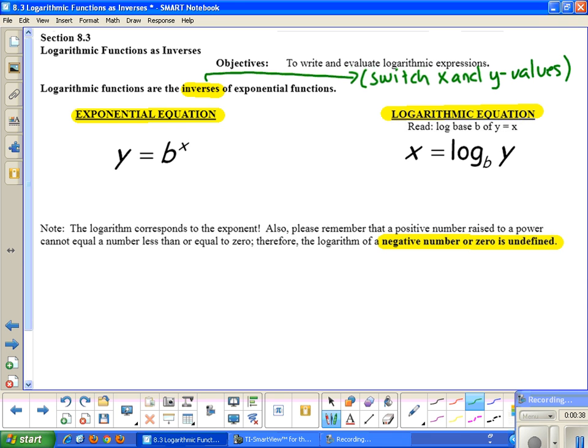So that's a reminder. Now, for an exponential equation, remember that means we have to have a variable as an exponent. So exponential equations, remember this is your exponent. This is our base. And this is the answer.